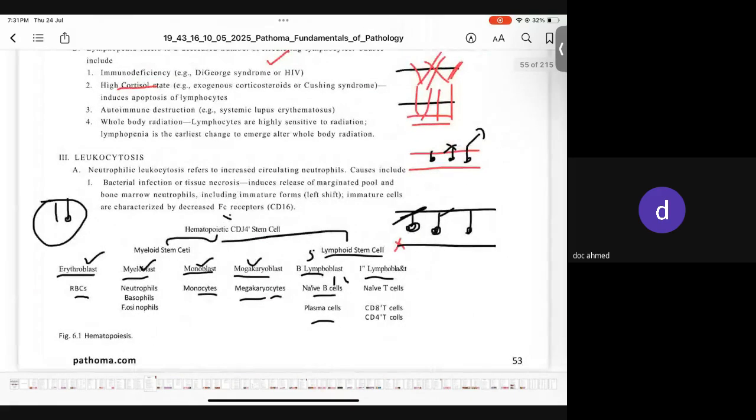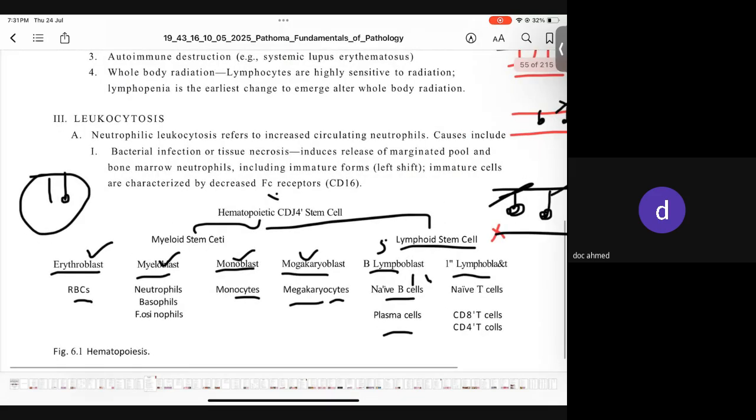Remember, whenever you see the word acute, it's going to be the cancer of blasts: erythroblast, myeloblast, monoblast, megakaryoblast, lymphoblast, B lymphoblast, or T lymphoblast. The word acute, whenever you see acute leukemia, acute lymphoma, acute anything, it means it's going to be cancer of your blast cells. Whenever you see chronic, it's going to be cancer of your mature cells, like red blood cells, neutrophils, basophils, chronic myelogenous leukemia, monocytes, megakaryocytes, chronic megakaryocytic leukemia.